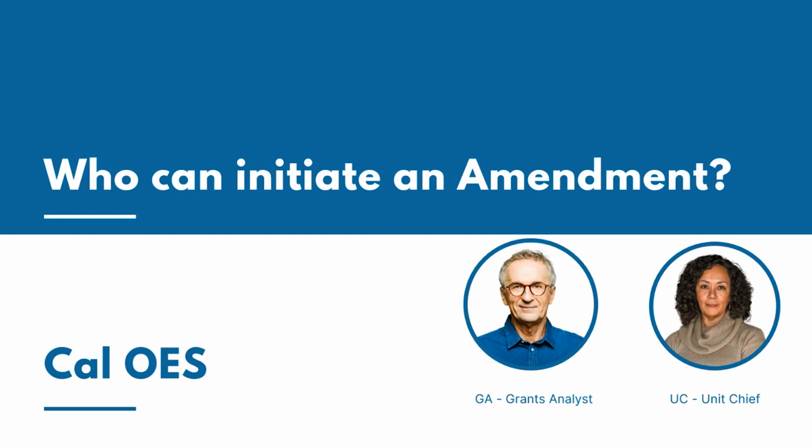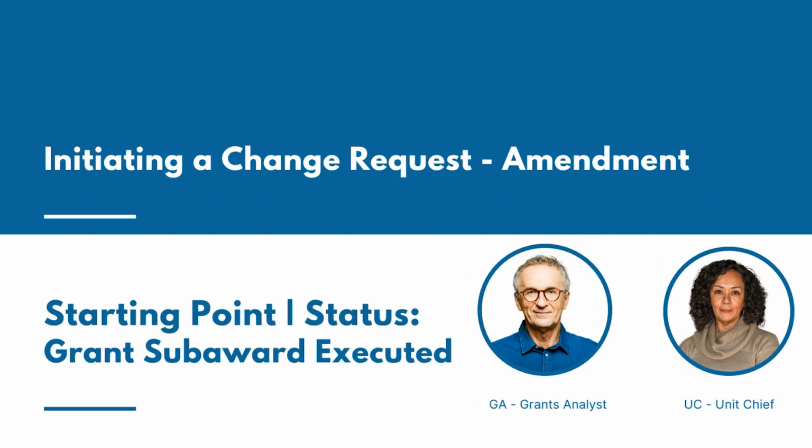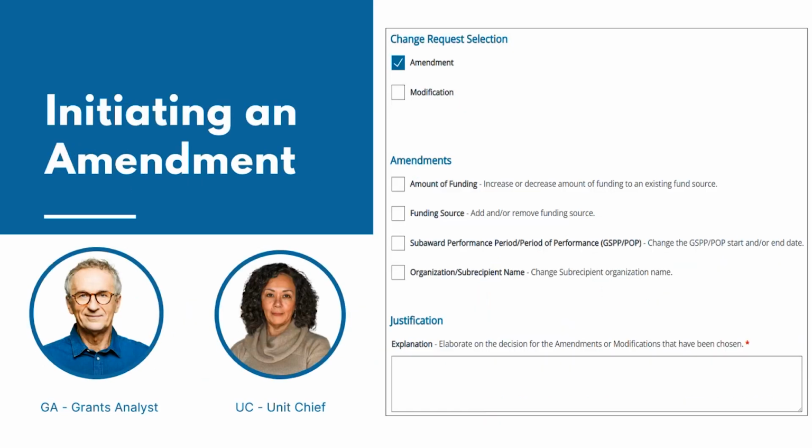So again, the amendment is initiated by the grants analyst or the unit chief. What they will be looking at is, when they go into their status, when they go into the grant subaward executed, they do have the option to initiate a change request. When they select initiate a change request, they will be taken to, when they open the change request, they will complete this. This is the screen that they have.